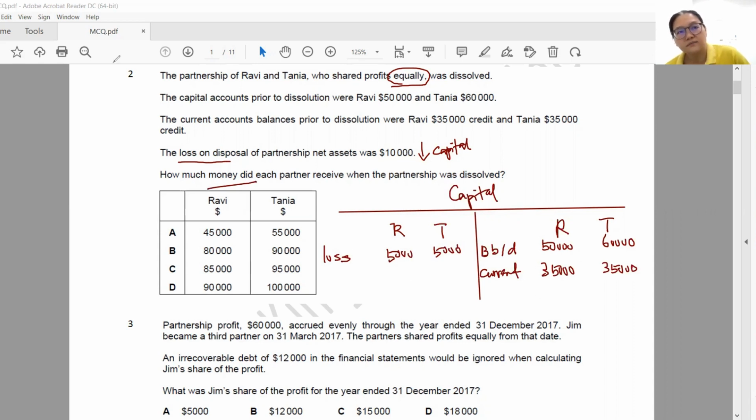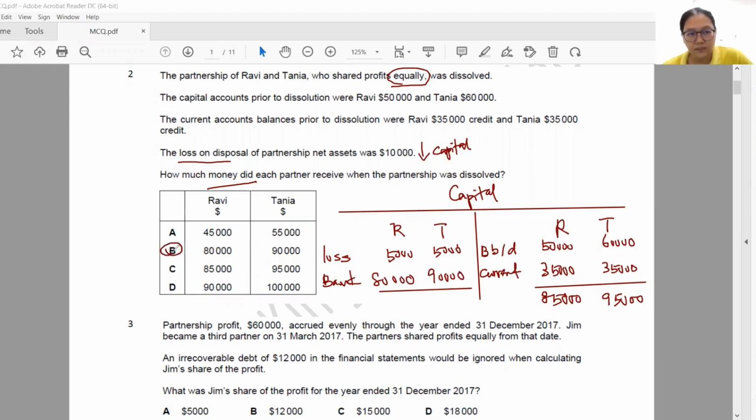So how much money will you receive? Take the total credit minus the debit. Here is 85,000. Here is 95,000. So the amount to be paid: 85 minus 5, 80,000, and here 90,000. So the answer will be B. Okay, let's move on.